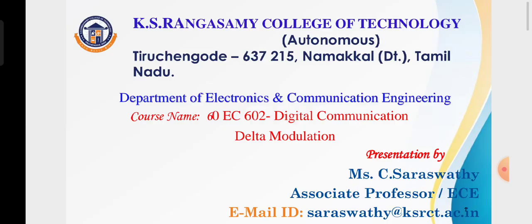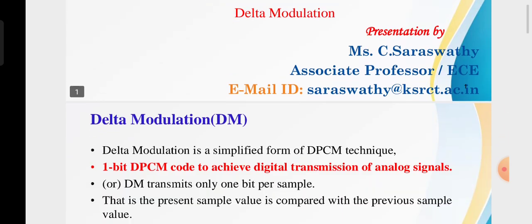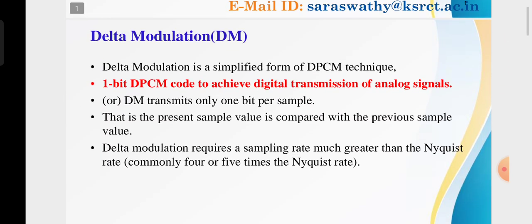Today we are going to discuss delta modulation. Delta modulation is a simple form of differential pulse code modulation technique. It is a 1-bit differential pulse code modulation to achieve the digital transmission of analog signals. Delta modulation transmits only 1 bit per sample, so the present sample value is compared with the previous sample value. So delta modulation requires a sampling rate much greater than the Nyquist rate. The sampling rate may be 4 or 5 times the Nyquist rate.